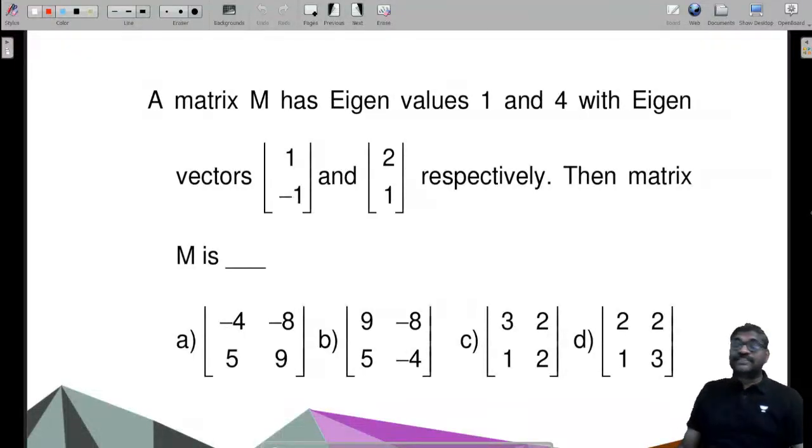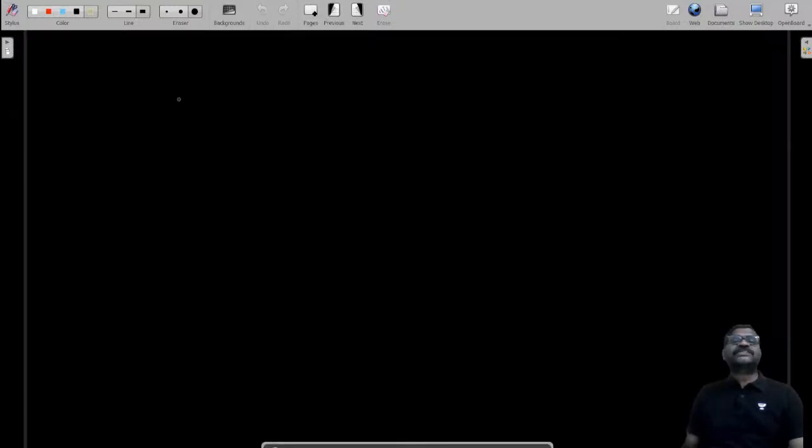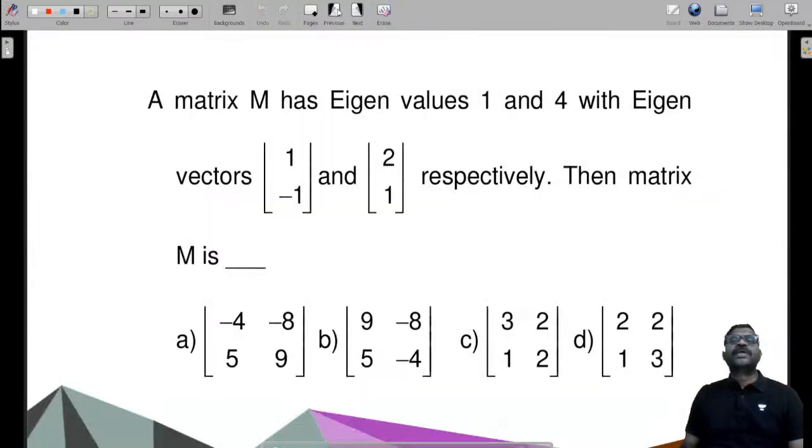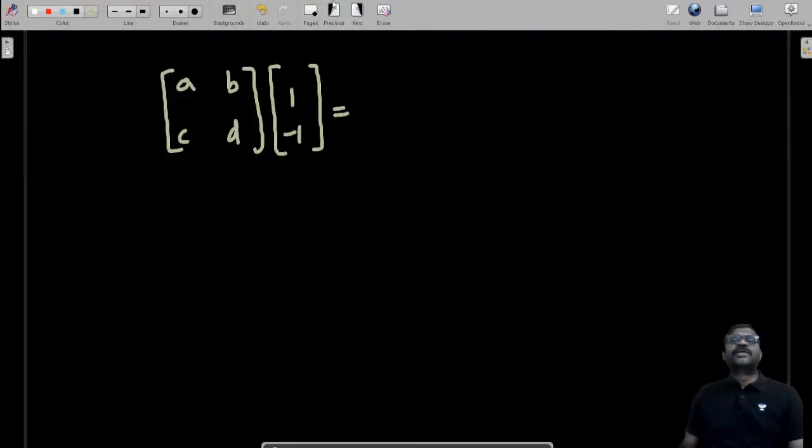A matrix M has eigenvalues 1 and 4 with eigenvectors (1, minus 1) and (2, 1) respectively. Then the matrix M is? So the matrix is unknown. Use the necessary and sufficient conditions for the existence of eigenvalues. Let us assume the matrix is ABCD. One minus 1 equal to 1 into 1 minus 1.